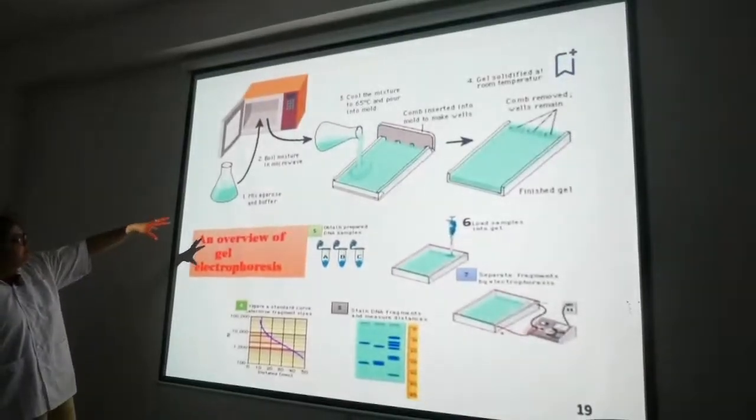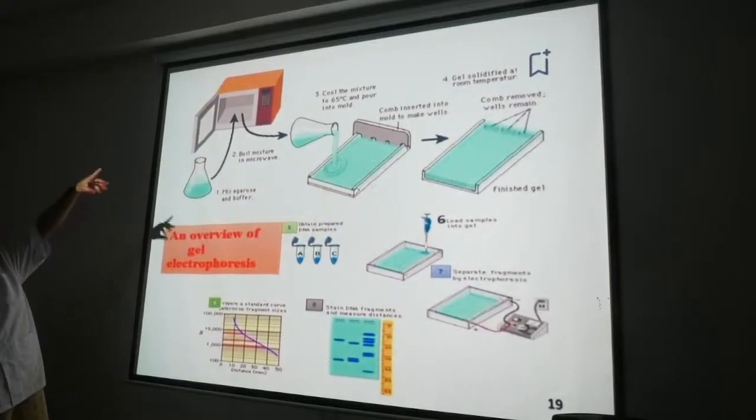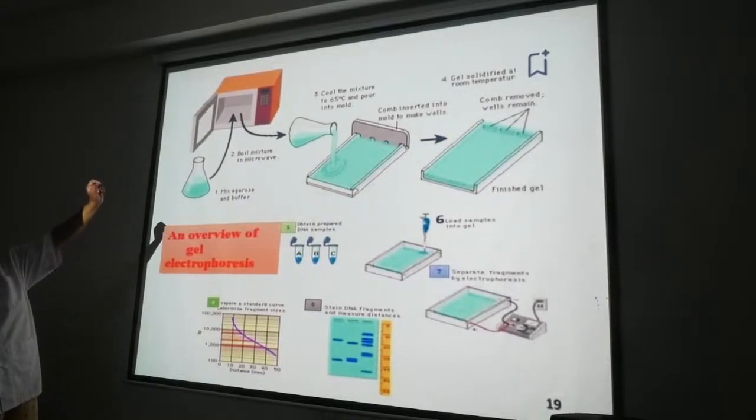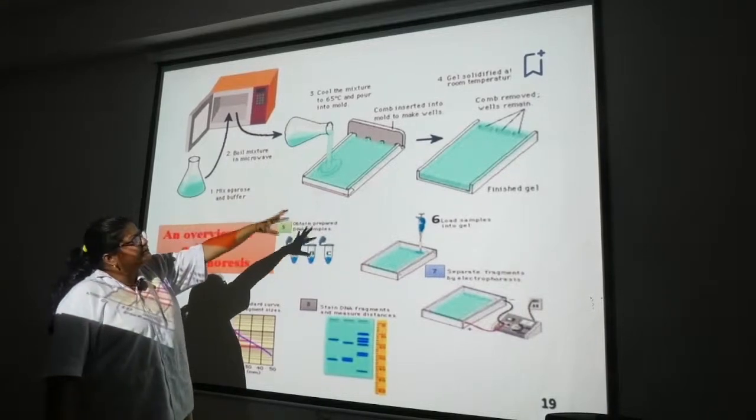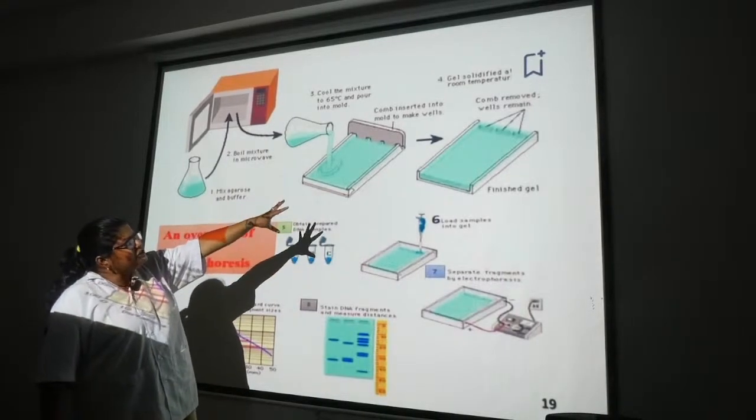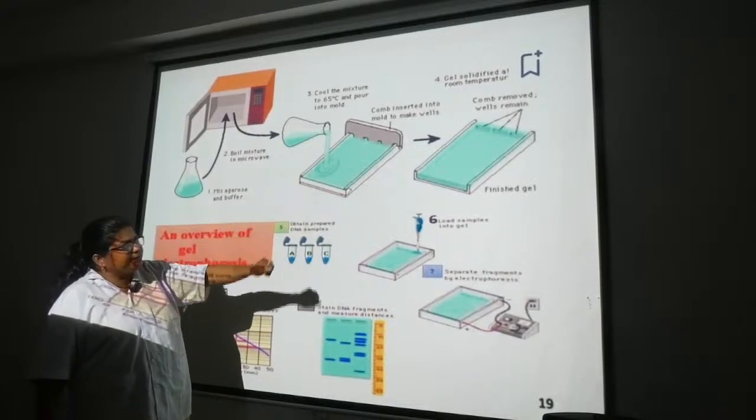It is again the picture showing agarose gel electrophoresis. Mix agarose with buffer and boil the mixture in a microwave, cool it to 65 degrees centigrade, and then a comb is inserted to form the wells. Then the gel solidifies at room temperature, and the comb is removed and the wells remain.